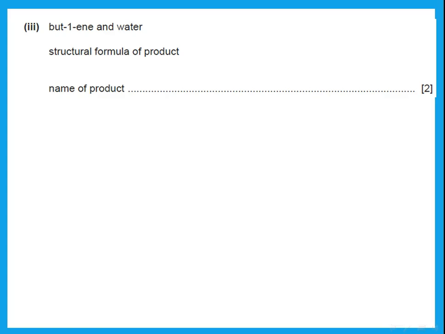Okay, let's try this again. But-1-ene, we said but-1-ene. But is something that has 4 carbons. 1-ene means it has a double bond between carbons. Now, where is the double bond? If it says but-1-ene, that means the double bond is after carbon number 1. Again, carbon number 1 could be on one end or it could be on the other. So what is drawn there is but-1-ene. And we're reacting it with water.